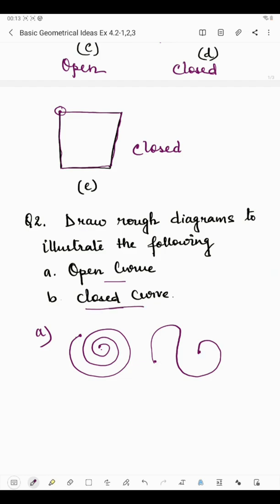Now a closed figure is one in which the starting point and ending point are the same. Like if I draw the figure like this, then this is a closed figure in which this is the starting point and this is only the finishing point. Now if I draw the figure like this, it is also a closed curve. That means in an open curve, the starting point and ending point are different, but in a closed curve, the starting point and ending point are the same.